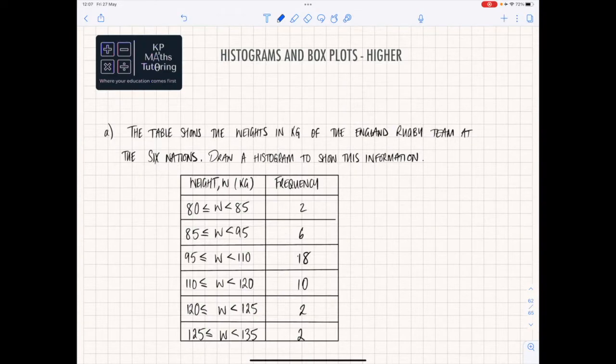So in this one we're going to be looking at histograms and box plots. We're going to just go through the basics of drawing a histogram, then looking at interpreting histograms. We're going to look at then working backwards with histograms, and then the basics of box plots, how we plot them, how we can interpret some information. So let's jump straight in.